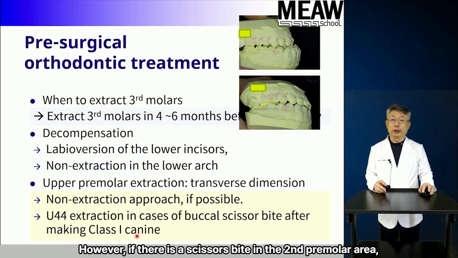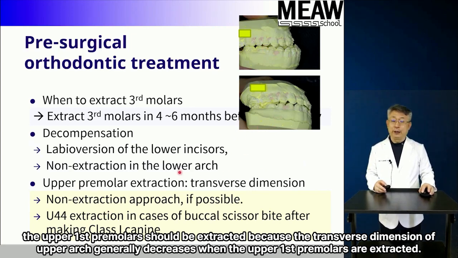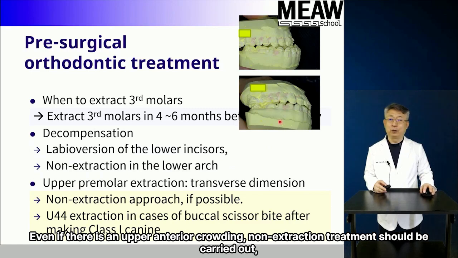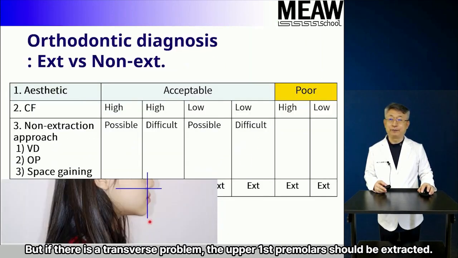However, if there is a scissors bite in the second premolar area, the upper first premolars should be extracted because the transverse dimension of the upper arch generally decreases when the upper first premolars are extracted. Even if there is an upper anterior crowding, non-extraction treatment should be carried out. But if there is a transverse problem, the upper first premolars should be extracted.